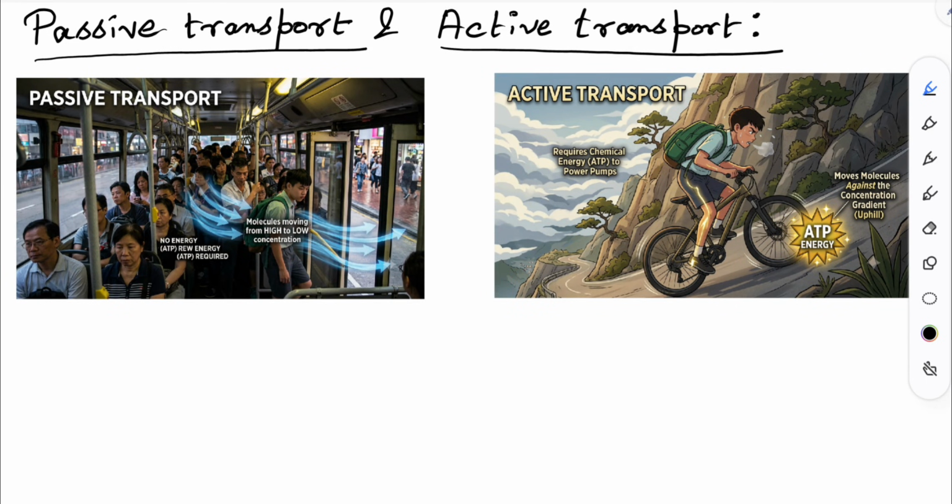Hello everyone. In today's video, we are going to learn about passive transport and active transport. First, we are going to imagine two scenarios.